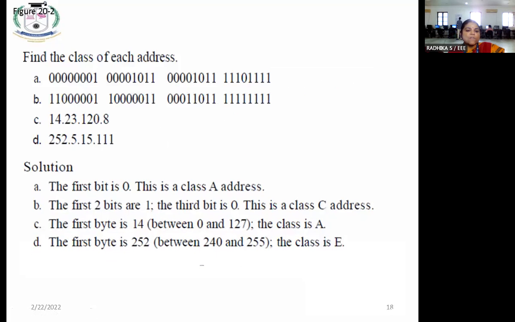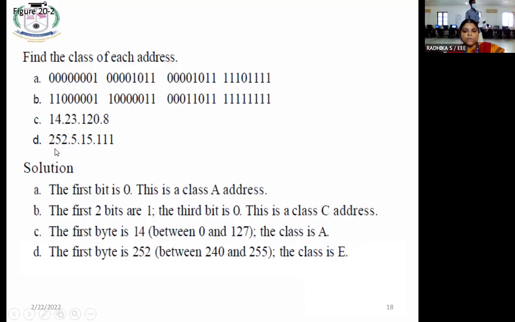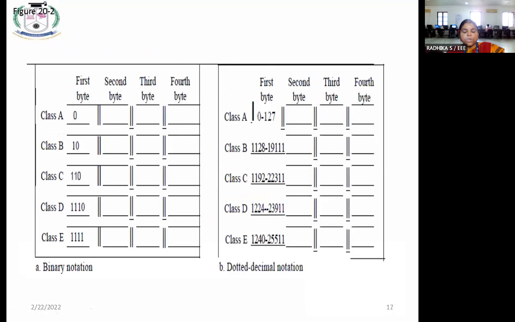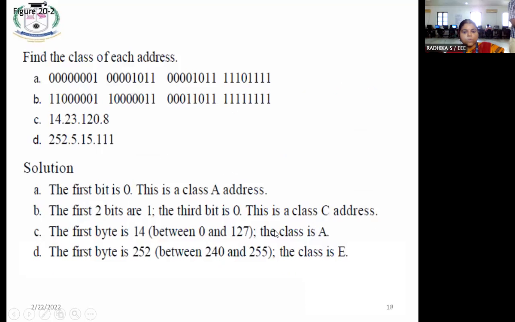Likewise, when I have the first decimal notation as 14, then it falls into class A. And 252, where does it go? It goes into the range 240 to 255, which corresponds to class E.